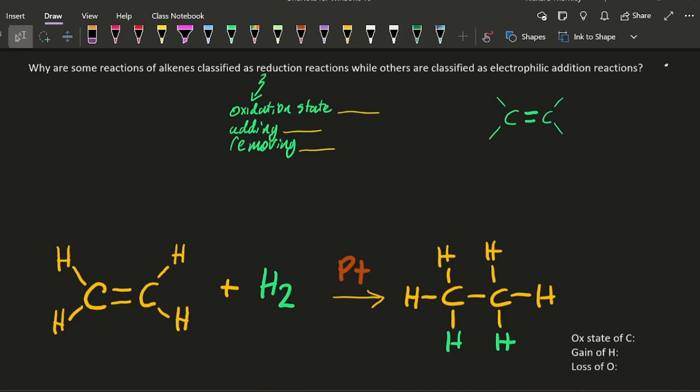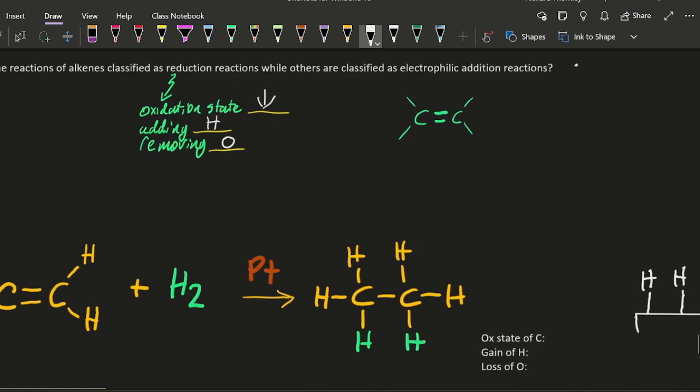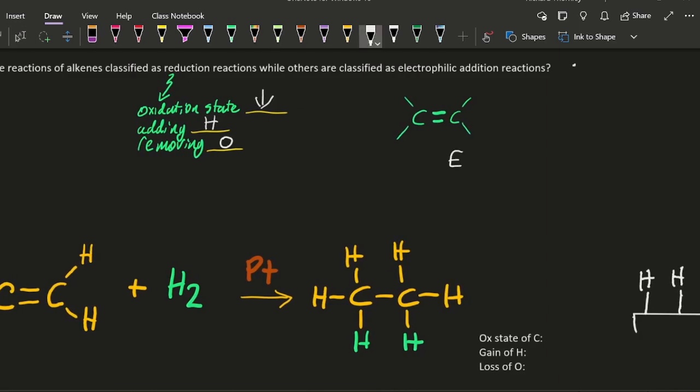All right, why are some reactions of alkenes classified as reduction while others are classified as electrophilic addition reactions? Well, let's find out. So if it's reduction, the oxidation state goes down. That makes sense. That's what the word means. You could be adding hydrogen or you could be removing oxygen. Whereas for electrophilic addition, that's where you have an electrophile, something that's positive, and it's attracted to those 4 electrons there in the pi and the sigma bond in the alkene.